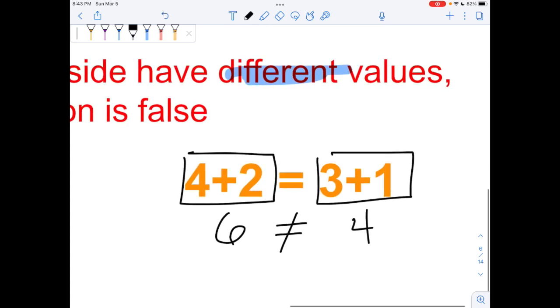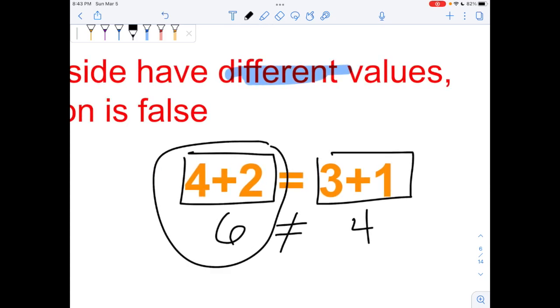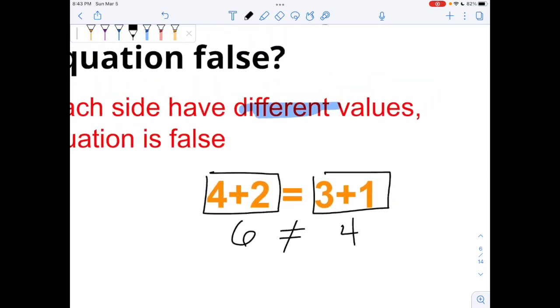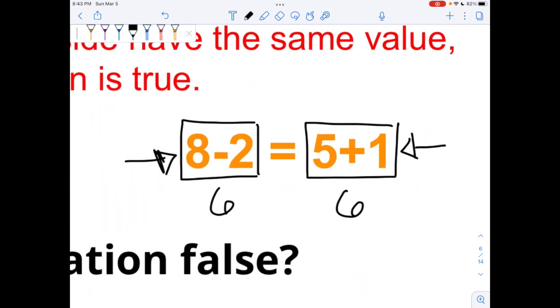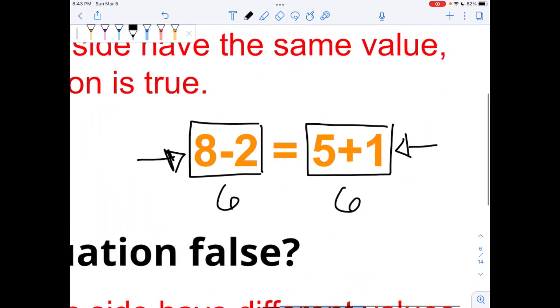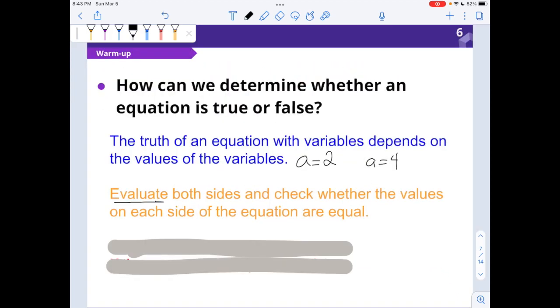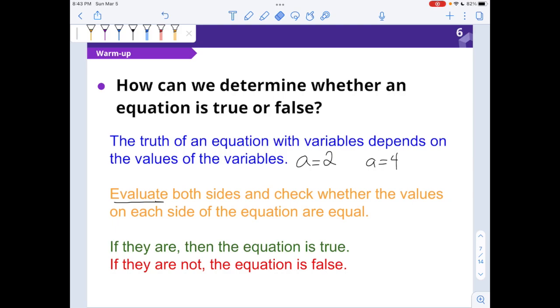Evaluate just means solve, do the math. 4 plus 2 equals 6, that's evaluating, right? 8 minus 2 was 6, and 5 plus 1 was 6. We evaluated both sides. All right, and then the last part, let's go back. If they are the same on each side of the equals, then the equation is true. But if they're not, then the equation is false.